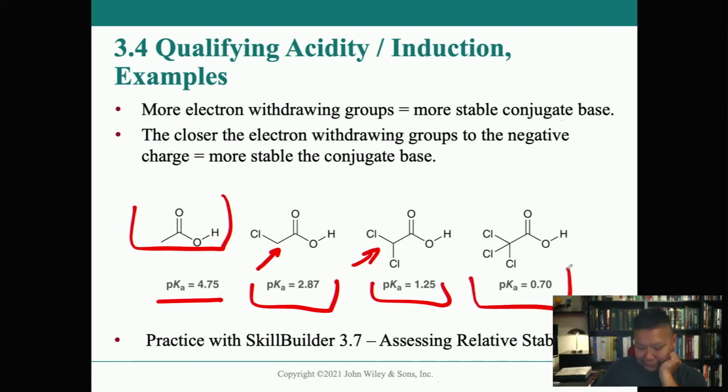And then, if you bring it to 3, the trichloroacetic acid that we just saw on the previous slide, pKa is close to 0, 0.7. So it's even stronger now. Again, practice with Skill Builder 3.7 on Wiley Plus.